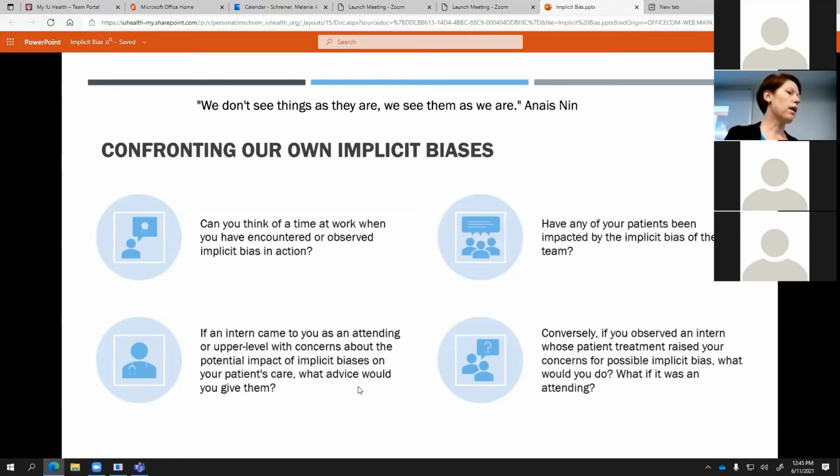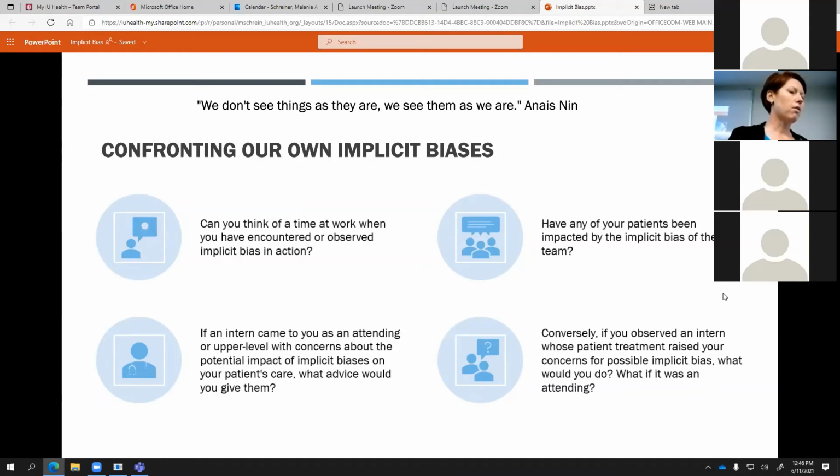If you, as an upper level or an attending, had an intern come to you with concerns about the potential impact of implicit bias on a patient's care, what advice would you give them? How would you work through that? Have any of your patients been impacted by implicit bias by the care team? And again, none of these have to be discussed, but I just really want us to think about it.